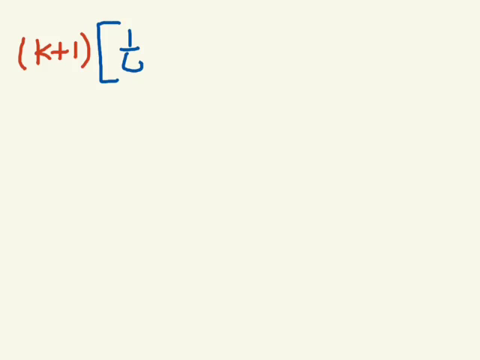I have 1/6 k times 2k plus 1. That's what I had left from my first term. Plus, I had a k plus 1 squared. I pulled out a k plus 1, so I have k plus 1 left.